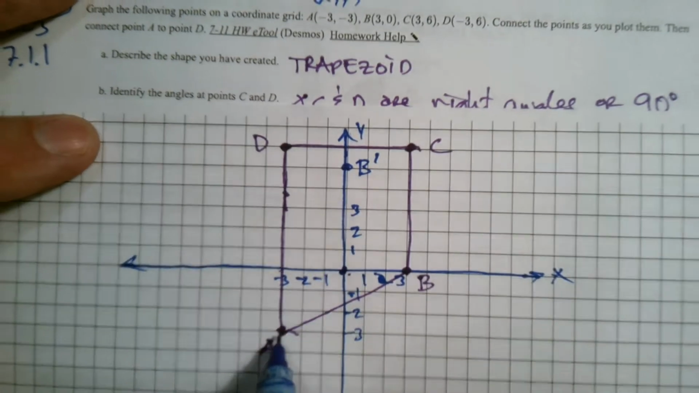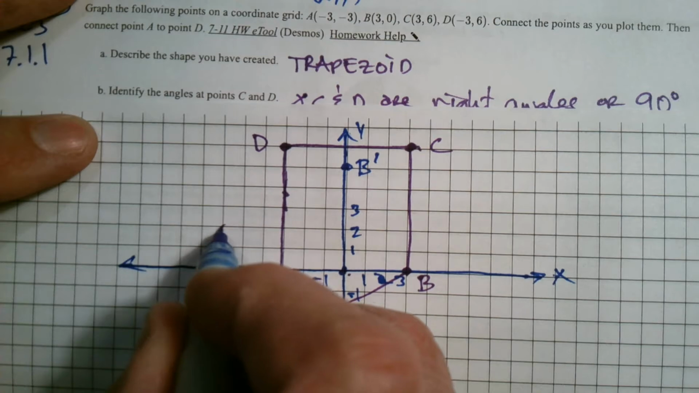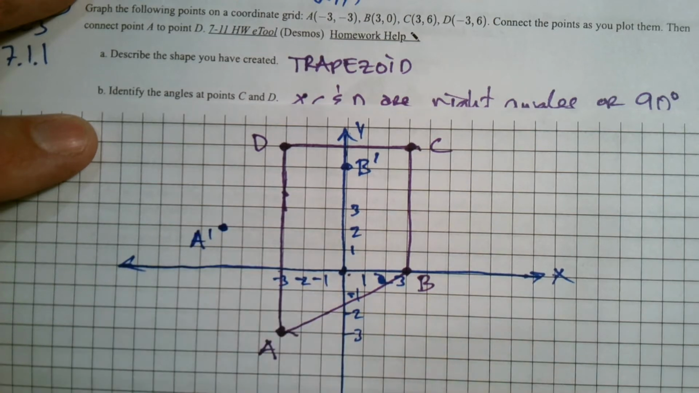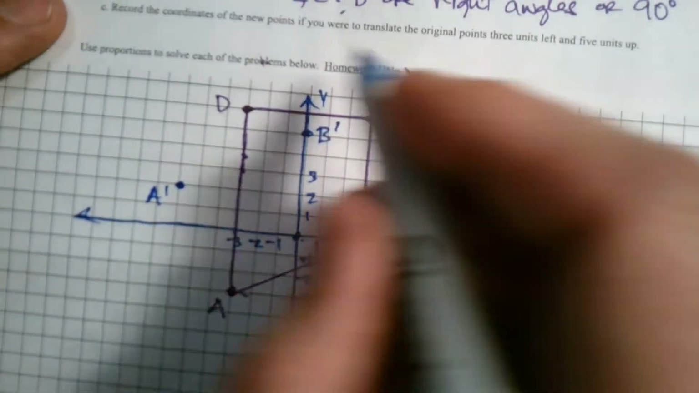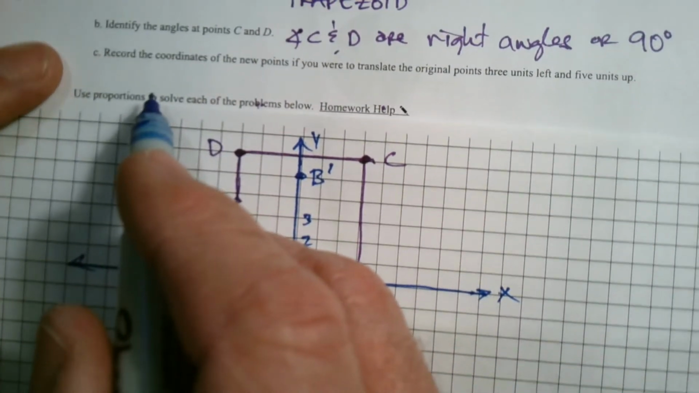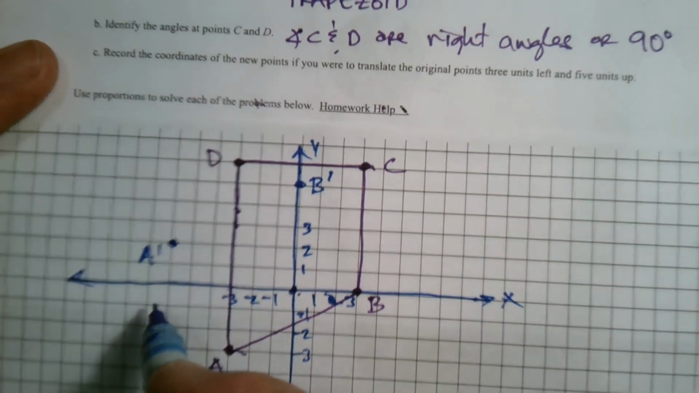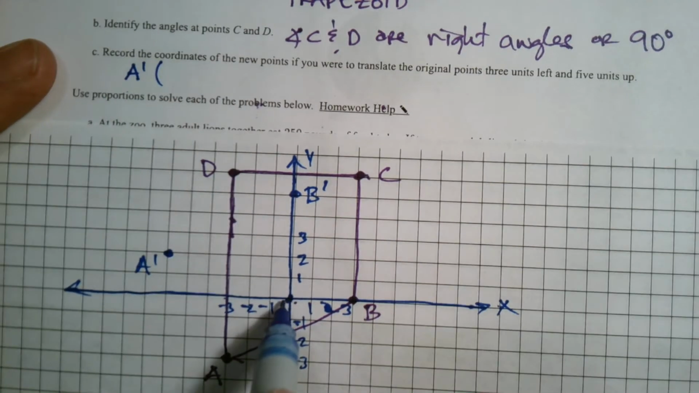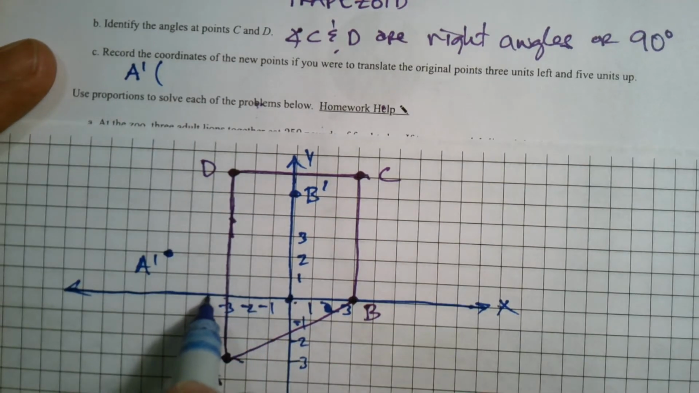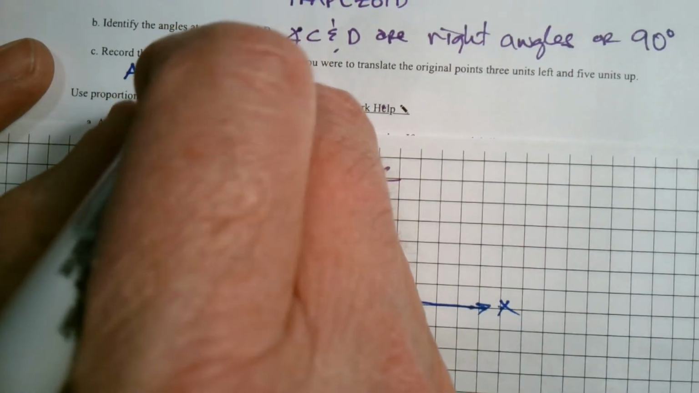You could do the same thing with A, right? 3 units left, 1, 2, 3, 5 units up, 1, 2, 3, 4, 5. There would be my A prime. But now I need to record them. I need them listed, so that's why I was going to list them on the paper. You could draw it and then write the coordinates themselves. Or you could say that A prime is what? Well, it was negative 1, 2, 3, 4, 5, 6, and then 1, 2. So negative 6, 2.